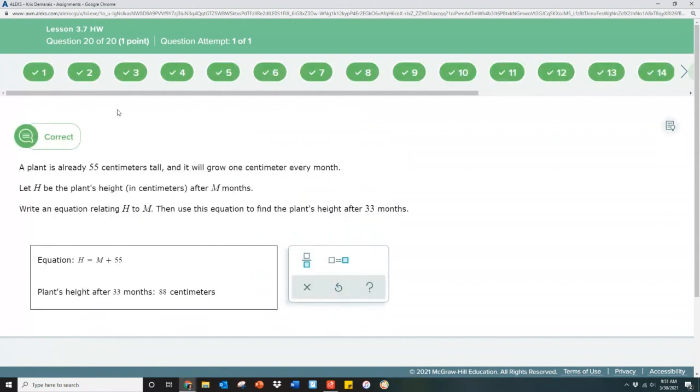All right, and that draws to conclusion of this particular lesson. Are there any questions about lesson 3.7 now? All right, well, in that case, I'm going to stop the recording.